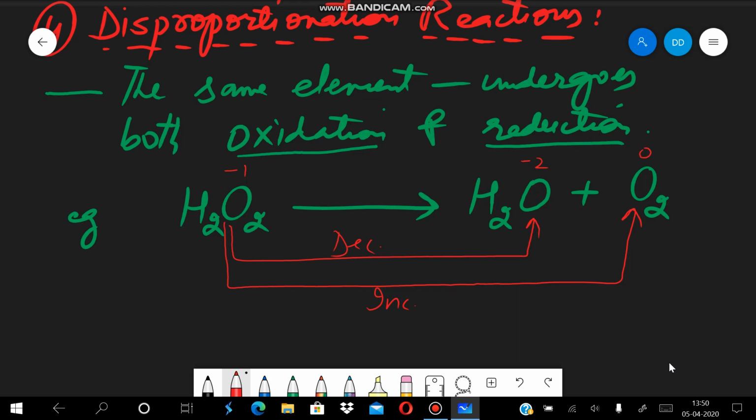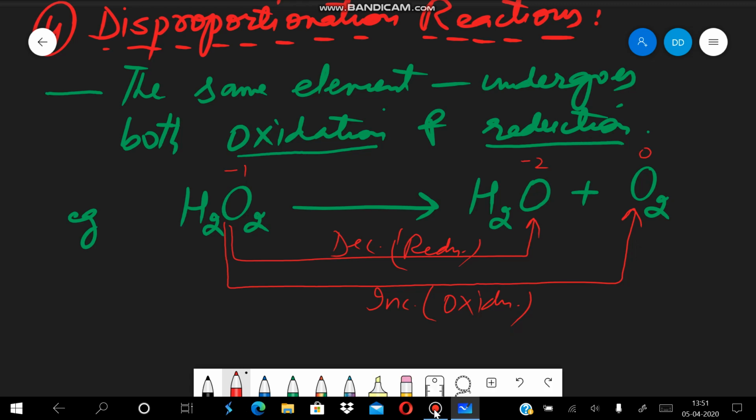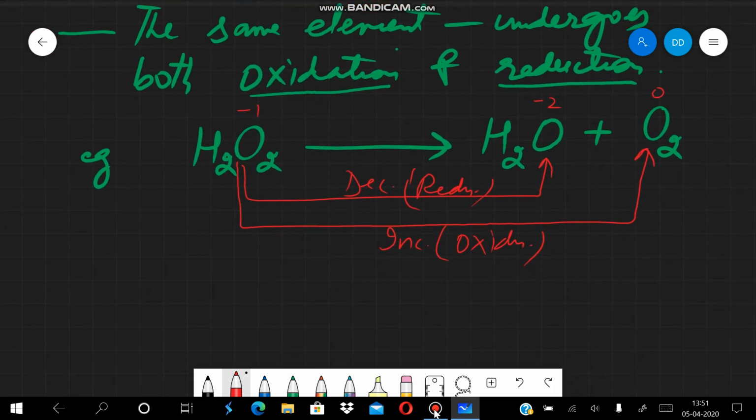So we can say that the same element, that is oxygen, is undergoing increase in oxidation number, that is oxidation, and decrease in oxidation number, that is reduction. So this is a case of disproportionation reaction.